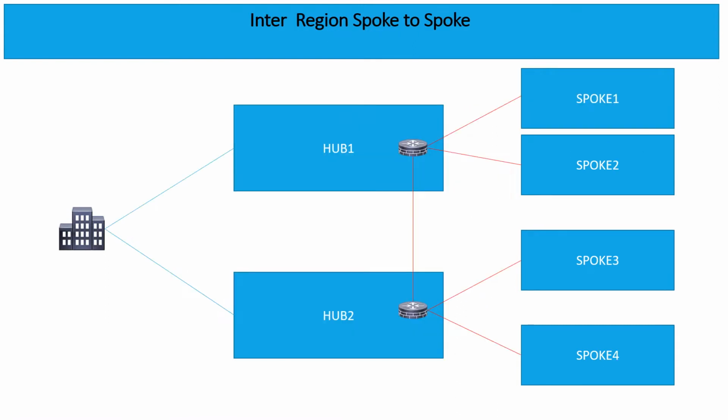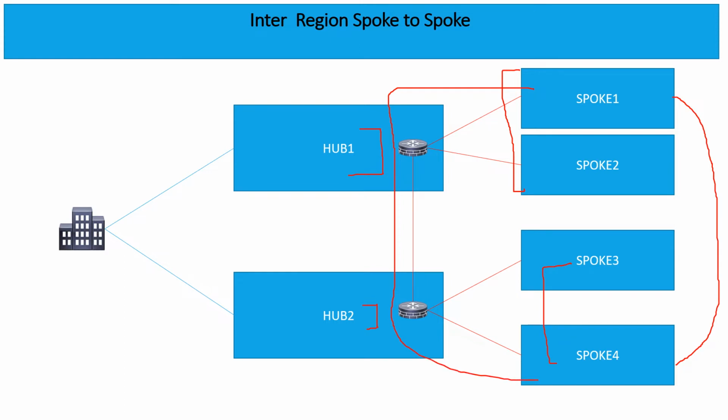Now you might have this kind of topology as well, where you want to segregate your network in that particular region with one hub. For example, these two spokes and this hub are residing in one region, and these two spokes and this hub are residing in another region. So now you want to talk from spoke 1 to spoke 4, and all the traffic must go from the hub, then to another hub, and from this hub to spoke 4.